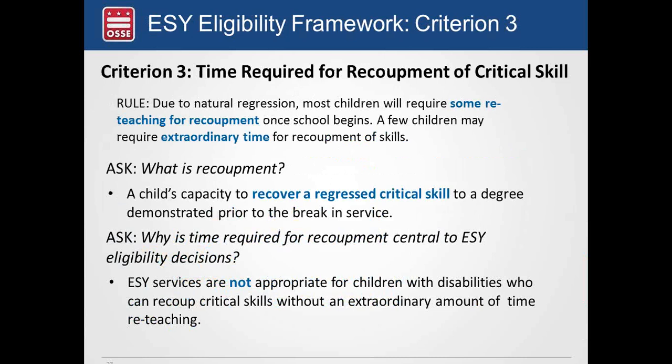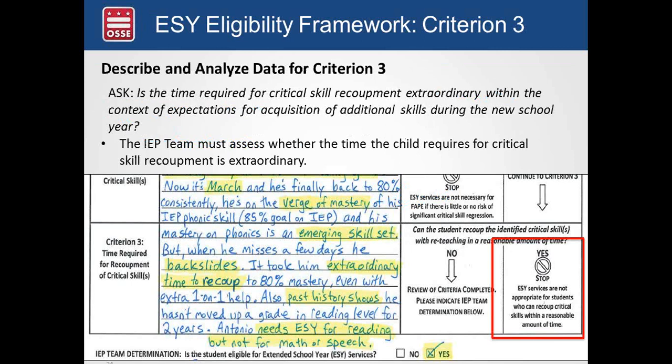And then think about the time for recoupment. Is it going to take an extraordinary amount of time for that child to get back to where they were before the break happened? And here is an example of a child where it's going to take an extraordinary amount of time. That backsliding is going to be so severe that it's really going to impact their educational progress in a way that they do need ESY services.